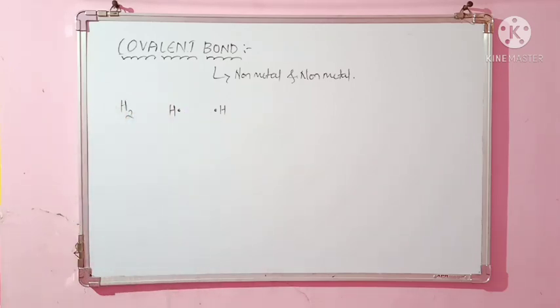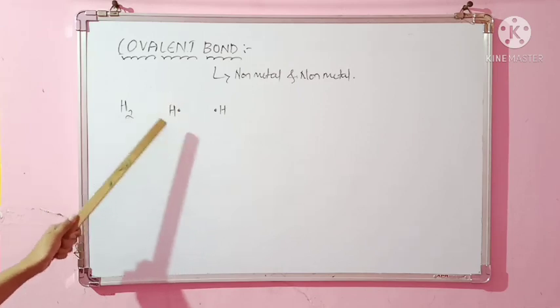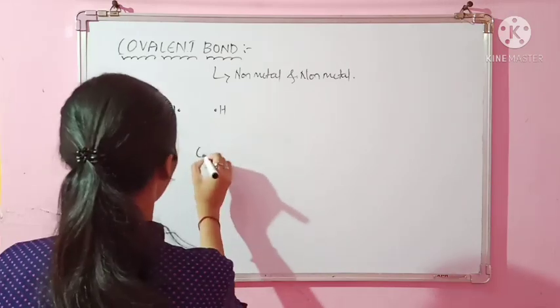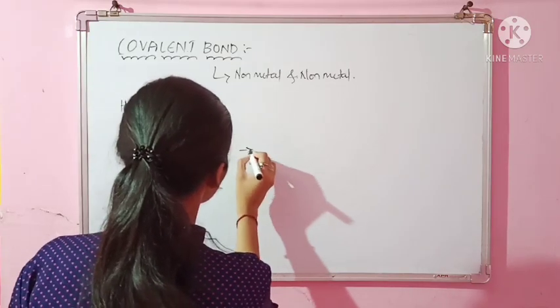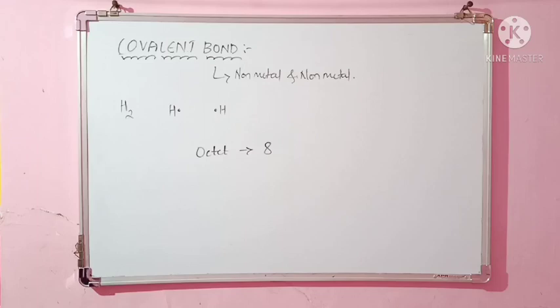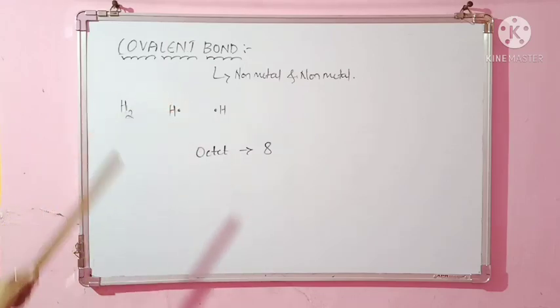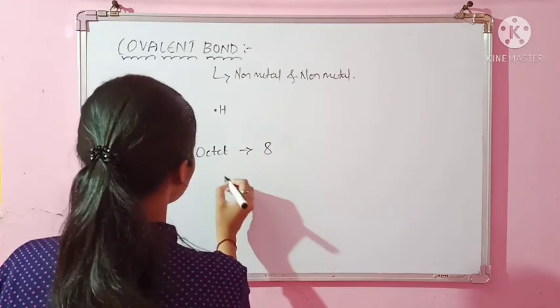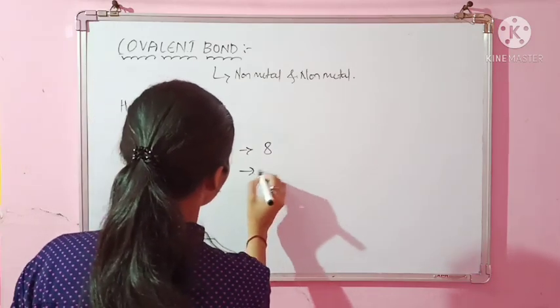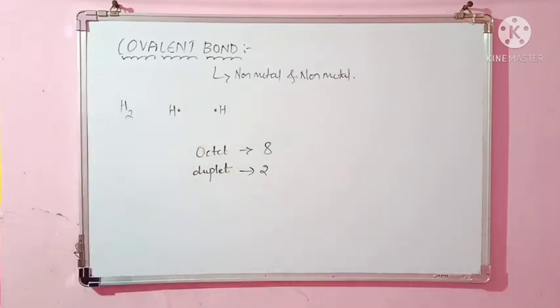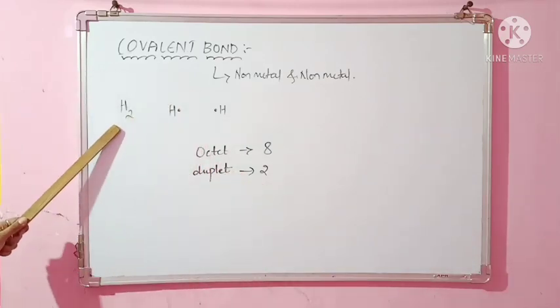You know that every element wants to be in the stable state. Its stable state is octet. You have to remember octet, meaning in the outermost orbit there should be 8 electrons. But there is an exception for hydrogen and helium. For hydrogen and helium, the stable structure is 2 electrons, which we call the duplet rule.